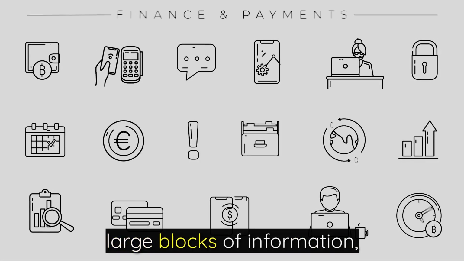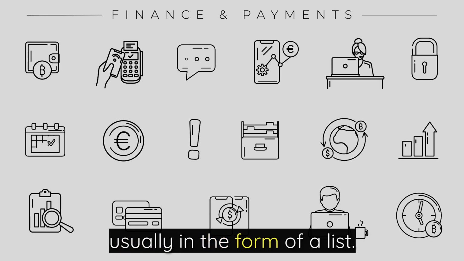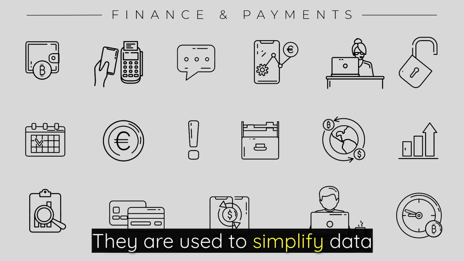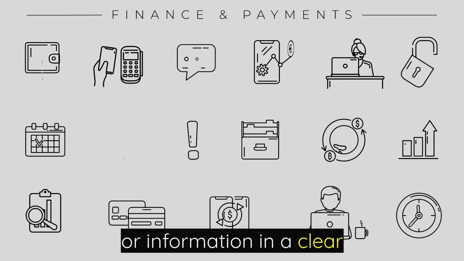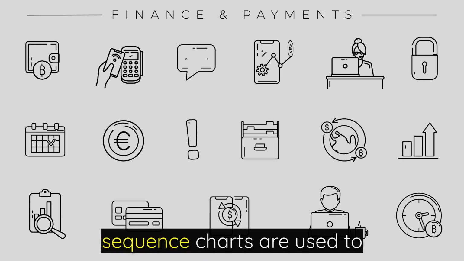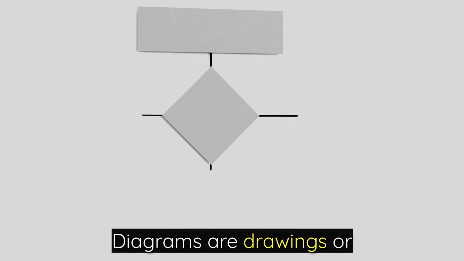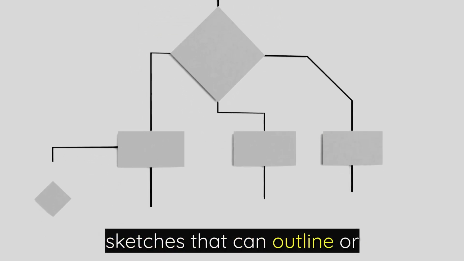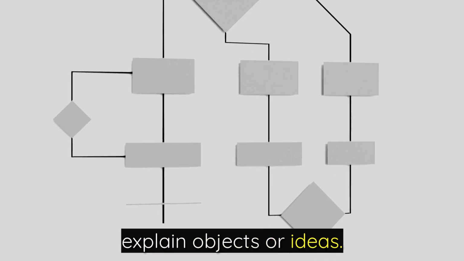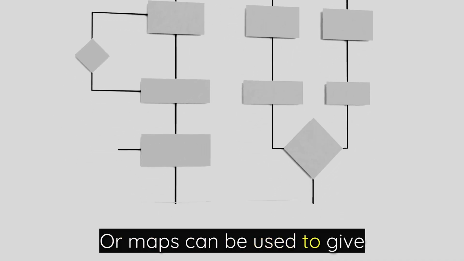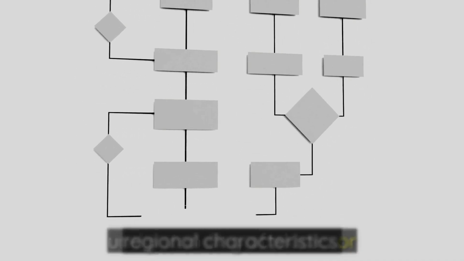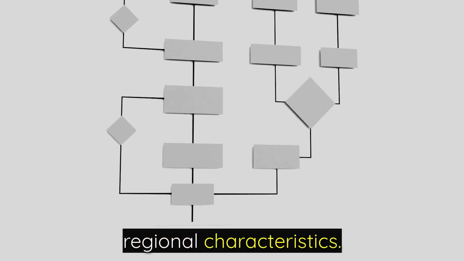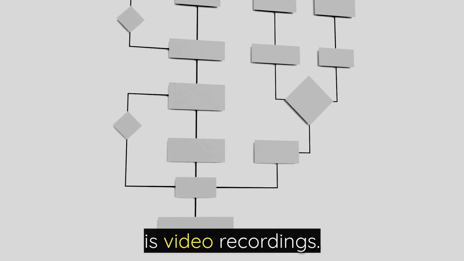Charts, on the other hand, are often used to summarize large blocks of information, usually in the form of a list. They are used to simplify data or information in a clear manner. For example, sequence charts are used to explain the process of something. Diagrams are drawings or sketches that can outline or explain objects or ideas, or maps can be used to give understanding of places or regional characteristics. Our next type of visual aid is video recordings.